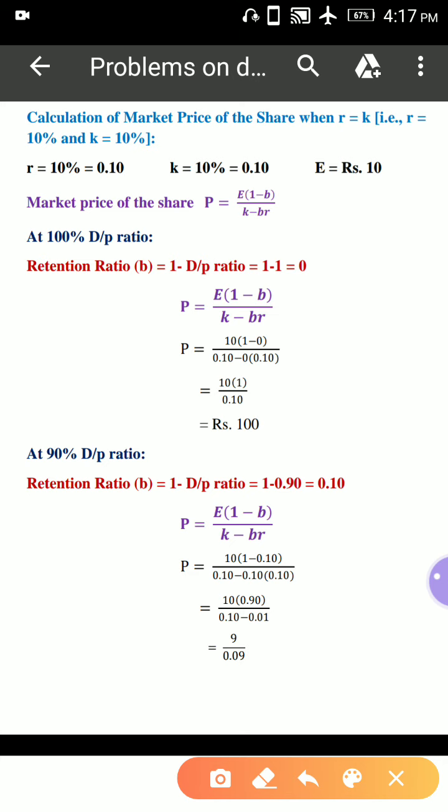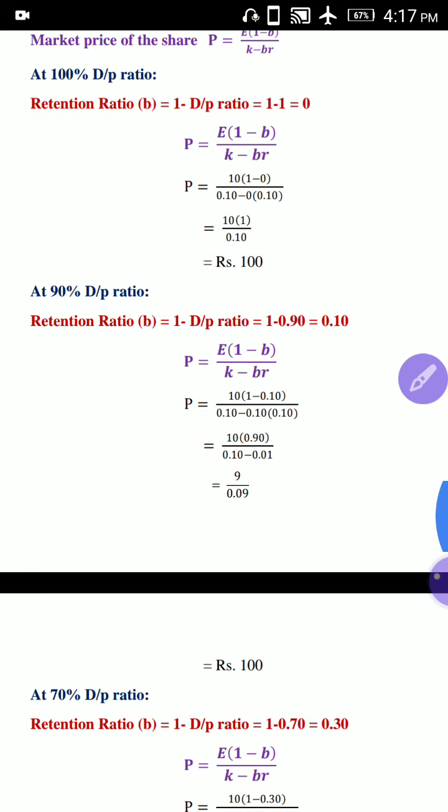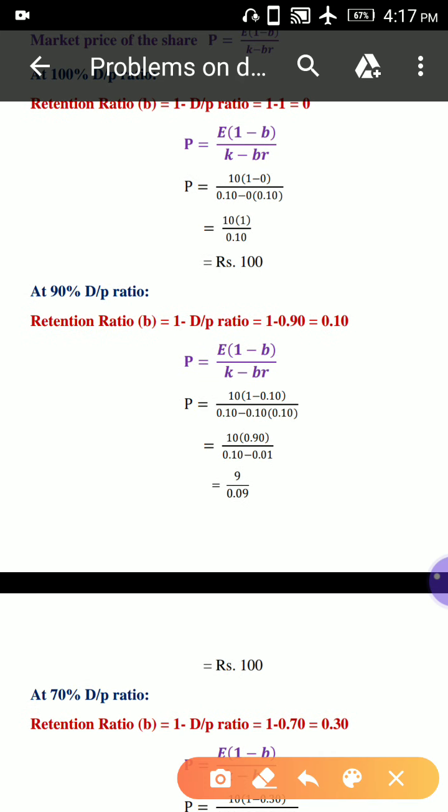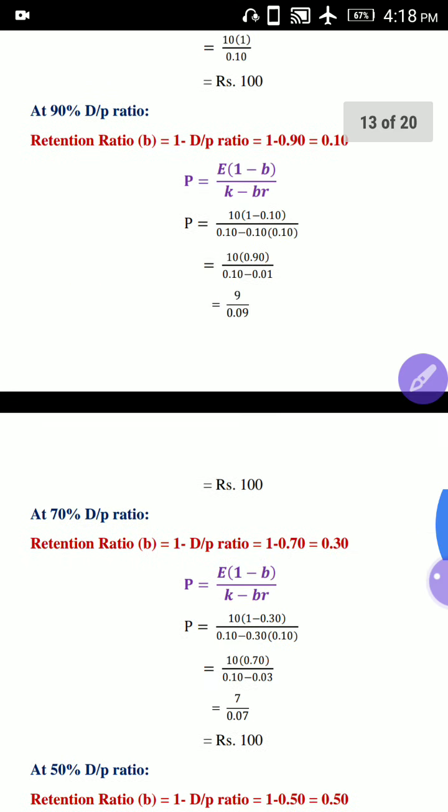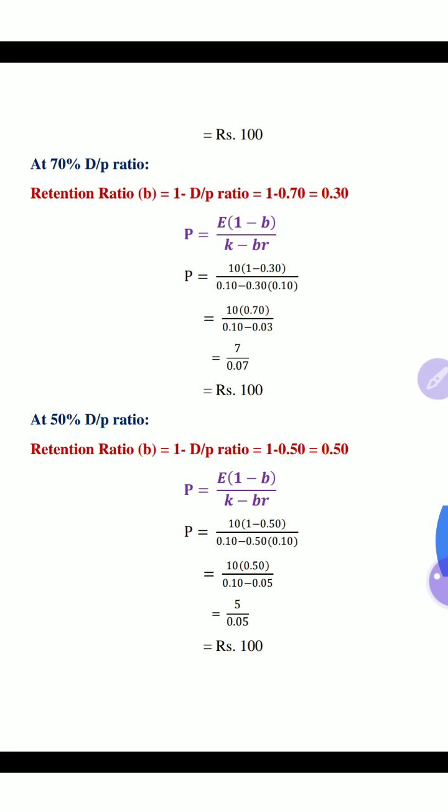Now 10 into 0.90 is equal to 9. 0.10 minus 0.01 is equal to 0.09. Now here, 9 divided by 0.09 is equal to 100. So at 90% dividend payout ratio, the market price of the share is rupees 100.